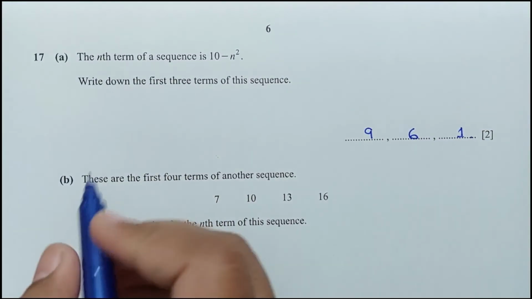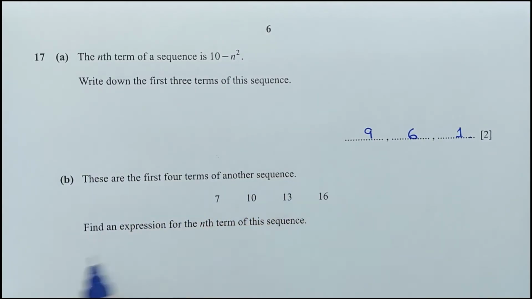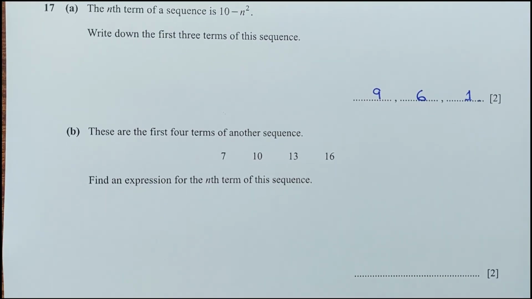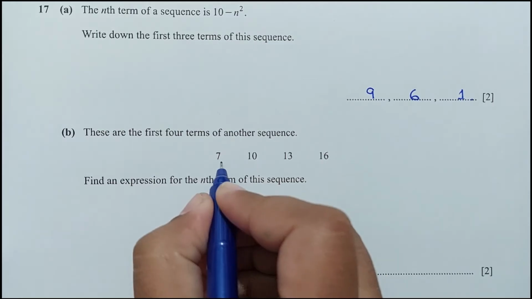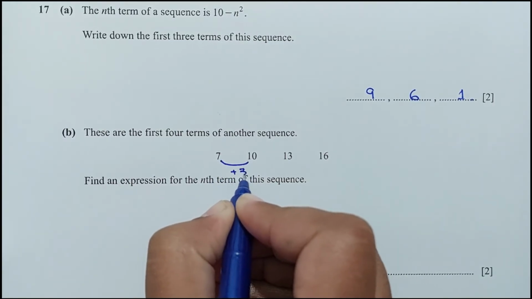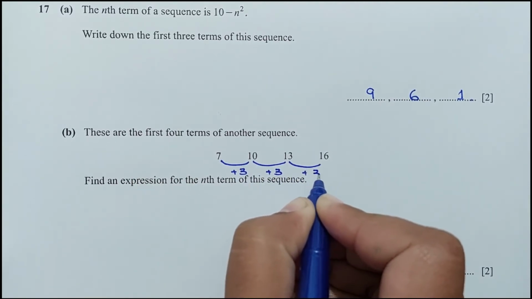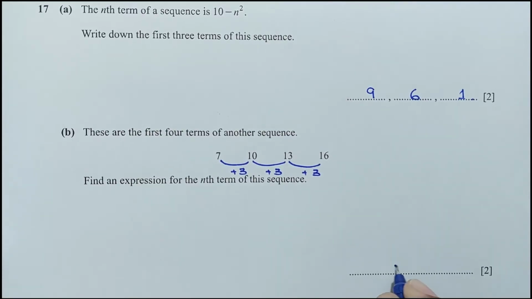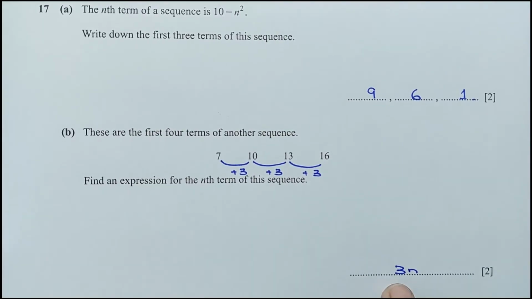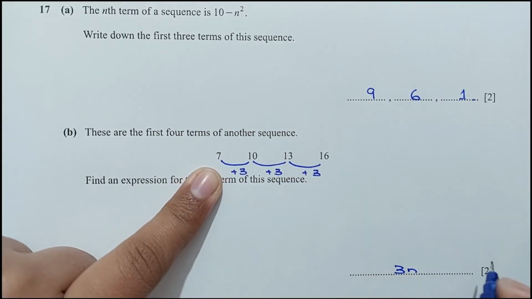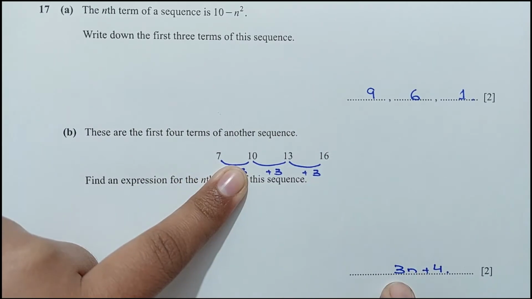Now for part B, these are the first 4 terms of another sequence. Find an expression in terms of n for the nth term of this sequence, right? So first we have to find the common difference between the terms. To 7 we add 3 to get 10. To 10 we add 3, make 13. To 13 add 3 to make 16, right? So the nth term would be 3n plus or minus something, right? So the first term, when n is 1, we have 3 times 1 would be 3, and to 3 when we add 4 we will get 7. 3 times 2 is 6 plus 4 is 10. 3 times 3 is 9 plus 4 is 13, right?